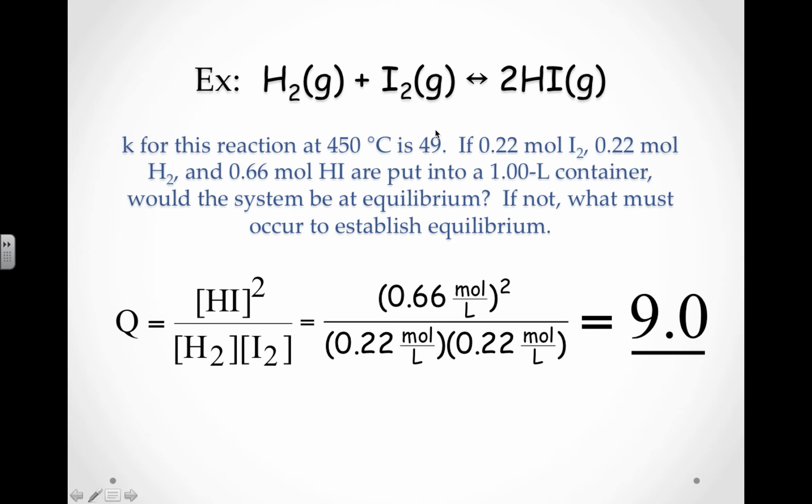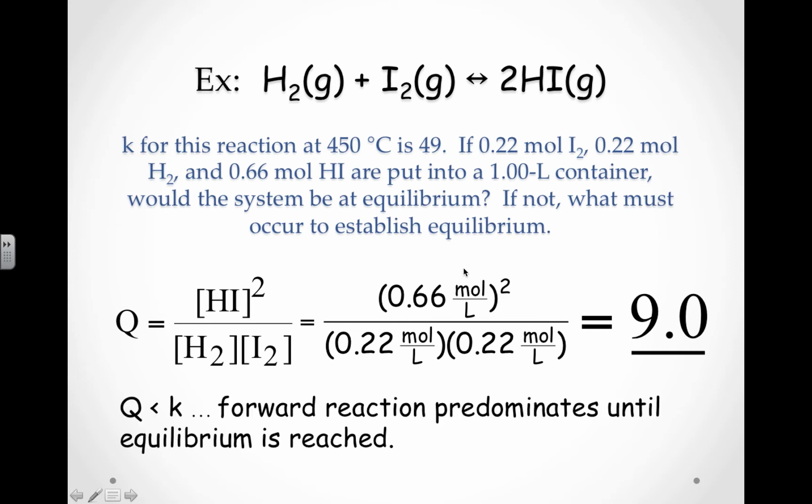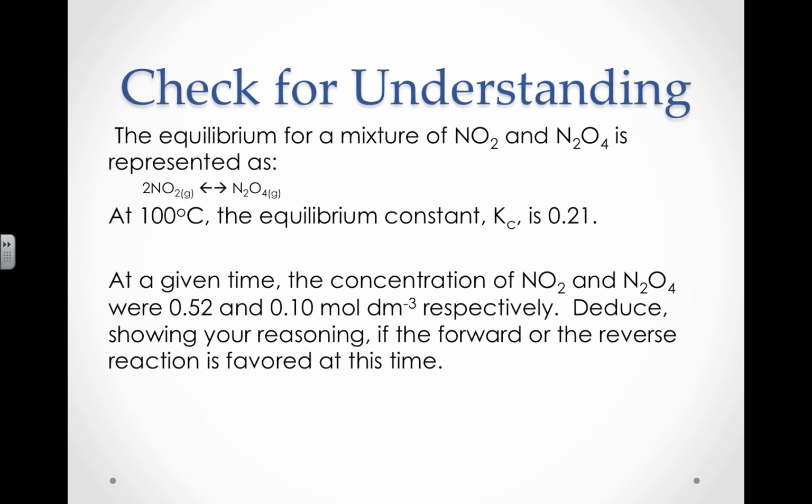Well, K is 49. So we are significantly below that. That means we have way too much in our denominator and not enough in our numerator. So we need more of our numerator. We need more of our product, so the forward reaction will predominate until equilibrium is reached. Okay. I want you to try this check for understanding, and when you've done it, you can continue with the video.